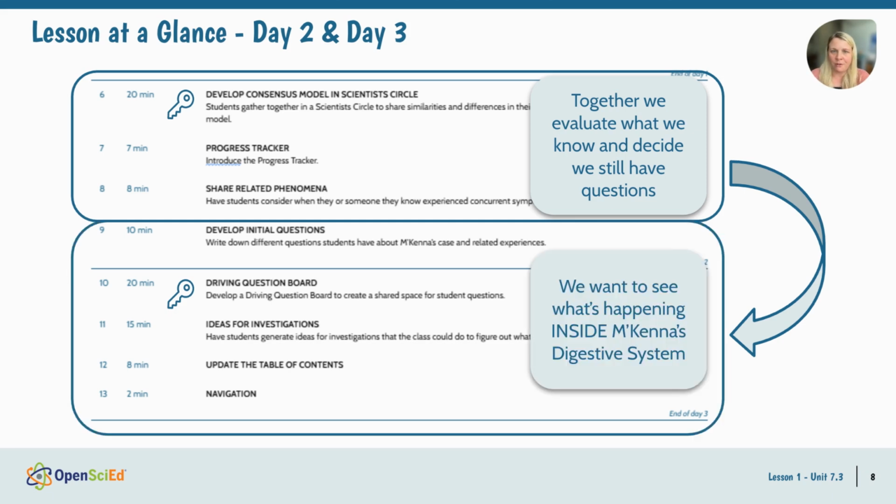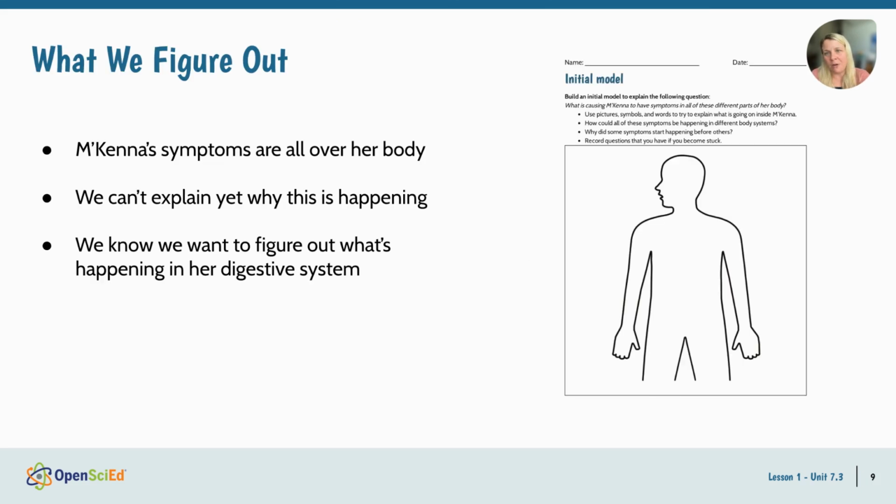So this brings us to our final chunk, where the students identify what these questions are, organize them into different categories as they're discussing them, and realize they have a lot of questions about the digestive system. One of the ideas for investigation that they generated during this part of the lesson is to figure out what happens inside of McKenna's digestive system. So that's where they decide they want to go next. So what they end up figuring out is that McKenna's symptoms are all over her body. We can't explain why this is happening yet, but we do want to zone in on the digestive system to begin with, because that's where a lot of our questions were.